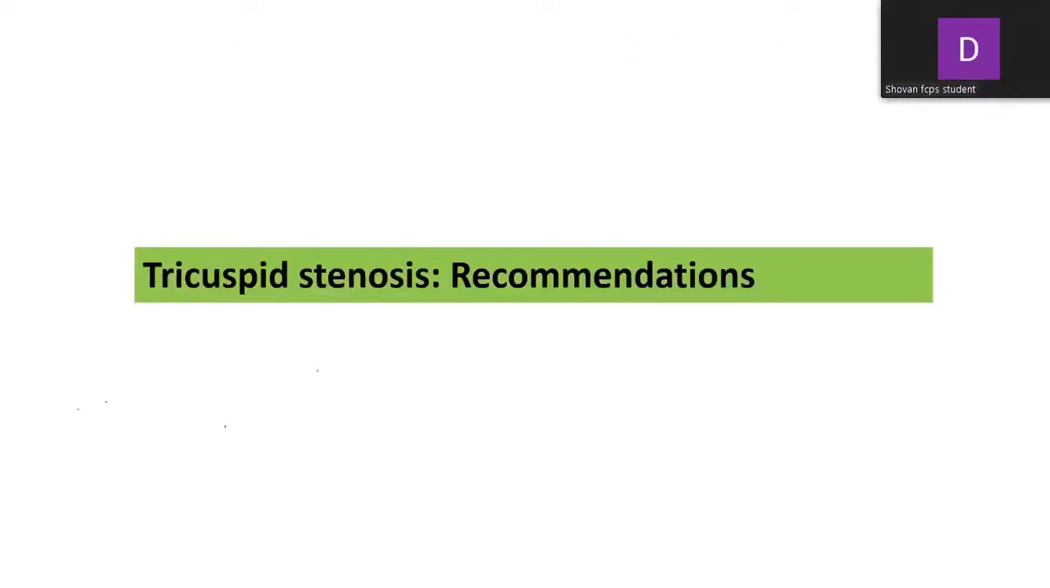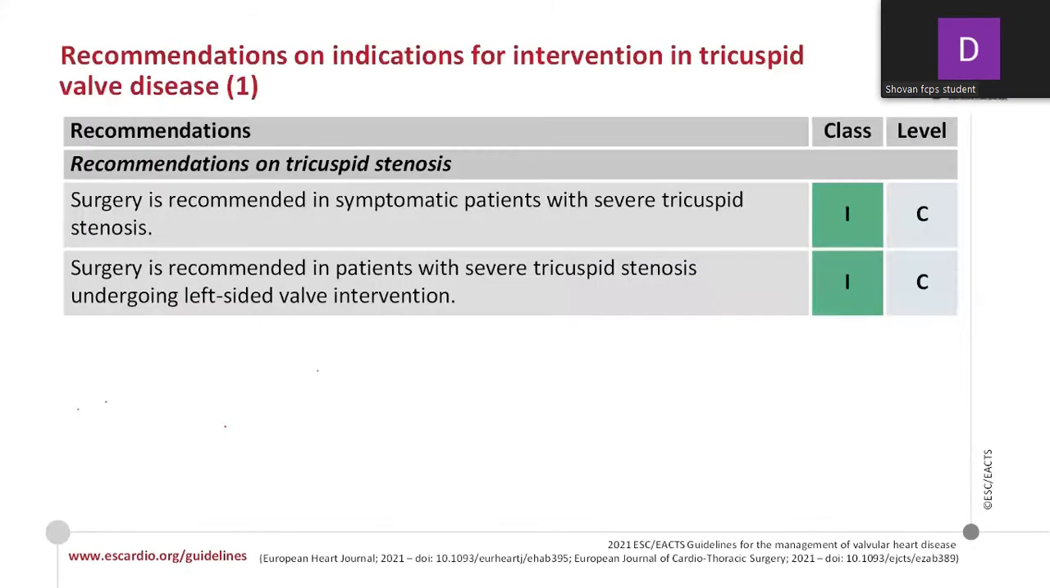Now I will say some recommendations regarding tricuspid stenosis. As it is a very rare disease, in the guideline there are only two or three slides. Surgery is recommended in patients with severe tricuspid stenosis, and surgery is recommended in patients who have severe tricuspid regurgitation undergoing left-sided valve intervention. So for any patient with a left-sided valve problem undergoing surgery, you always need to do surgery if there is a problem in the tricuspid valve.